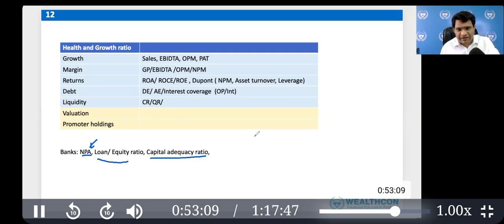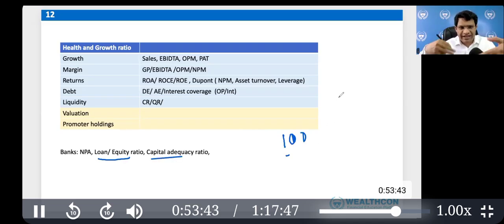Now in a bank, the AE ratio is also relevant. That is asset divided by equity. How much is the leverage of the company? And loan to equity ratio is how much is its own capital versus what is given as a loan. It is the inverse of the capital adequacy ratio. It means if a bank gives 100 rupees loan, how much is its own equity? That is loan to equity. And if you take the inverse, it is the capital adequacy ratio.